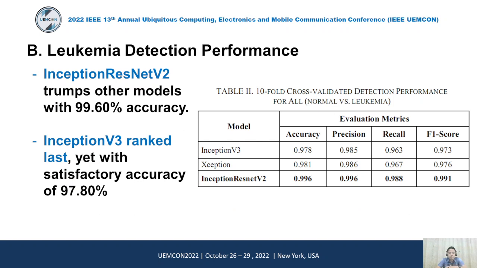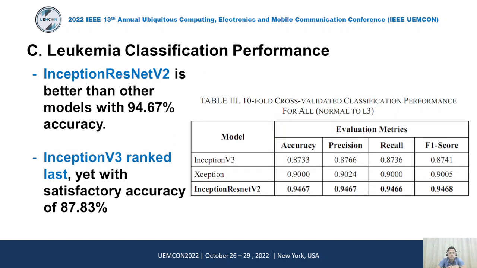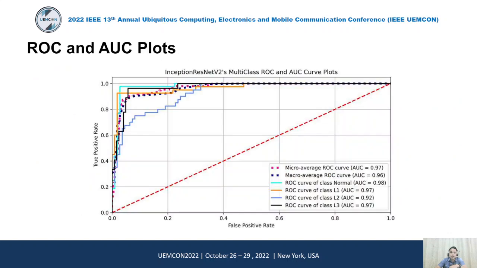configurations. For the leukemia detection, the Inception ResNet V2 performs well with 99.6% accuracy. Although the Inception V3 ranks last, it also has a respectable accuracy of 97.80%. In terms of classification, the Inception ResNet provides 94.67% accuracy, while the Inception V3 ranks last with 87.83% for the normal, L1, L2, and L3 classification.